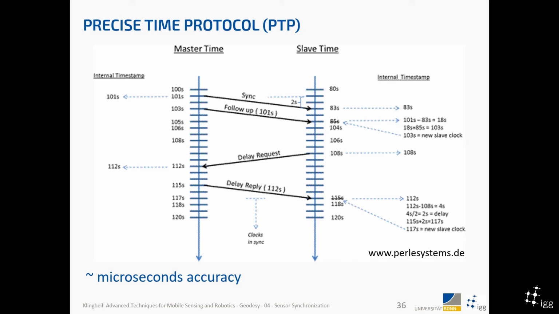112 that it receives here, and calculate the travel time between here and here. And because we now have two travel times, right? We went here, here, and here. We have to divide by 2, and can then again update the new slave clock here and write that here. So by sending a message here, or two messages actually, one back and then one back again, the slave is able to update the internal time so that it fits perfectly to the master time. And this is what's happening in this Precision Time Protocol.